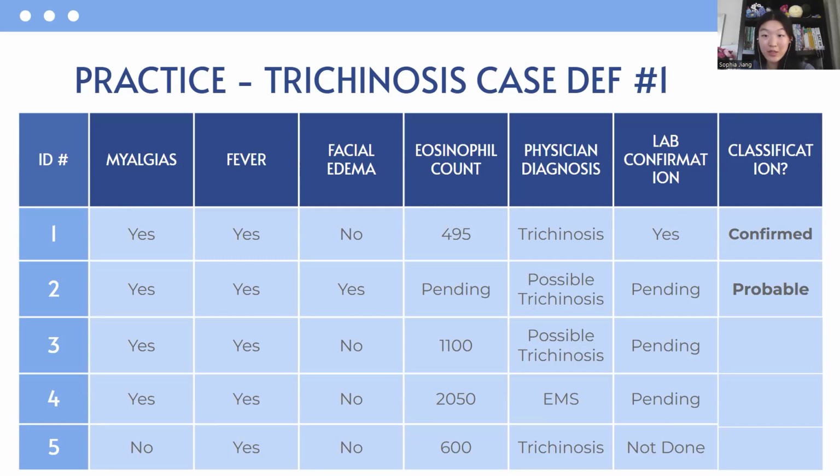So the case classification would be probable as well. Once again, no laboratory confirmation, and we have 3 of the 4 symptoms present. Okay, now ID number 4. The case classification would be probable too. No lab confirmation and 3 of the 4 symptoms. Now the last one.